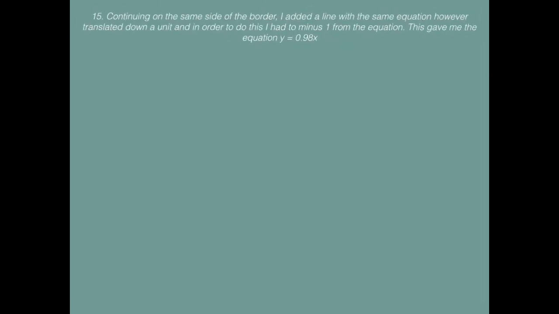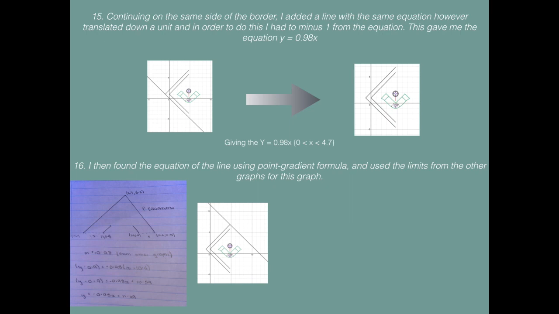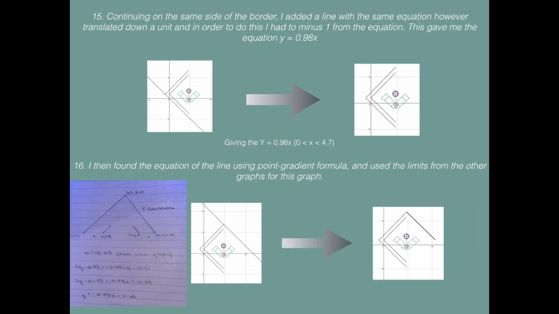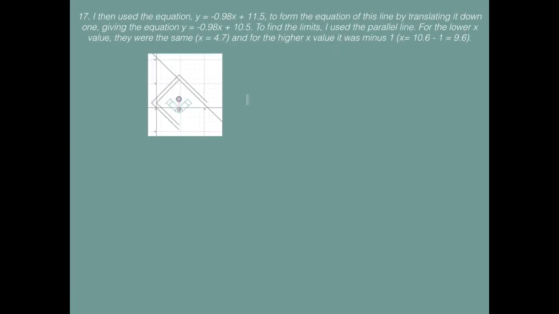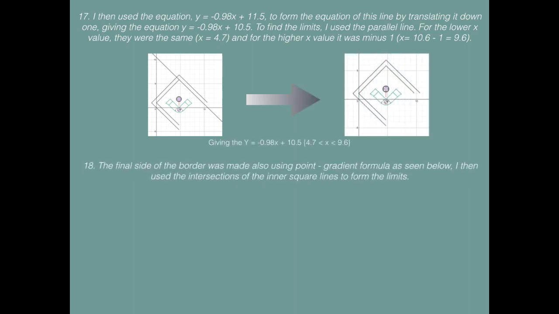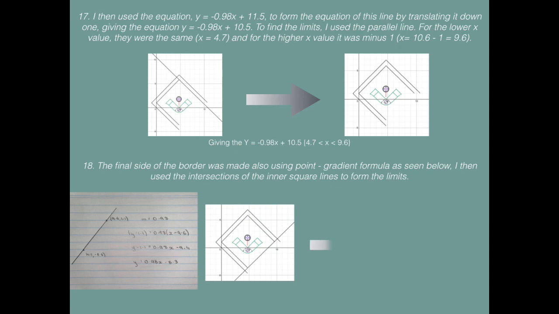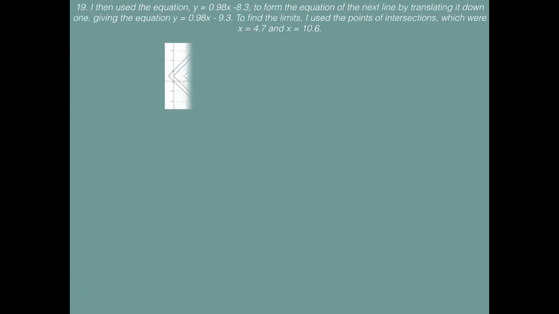Step 15 was another straight line of the same equation as 14, just translated down 1. Step 16, I used the point gradient formula to find the equation of another line, which was then used in step 17 to form the inside border line. Step 18, the final side of the border was made using point gradient formula as shown, and again is used in step 19 to form the last line of the border.